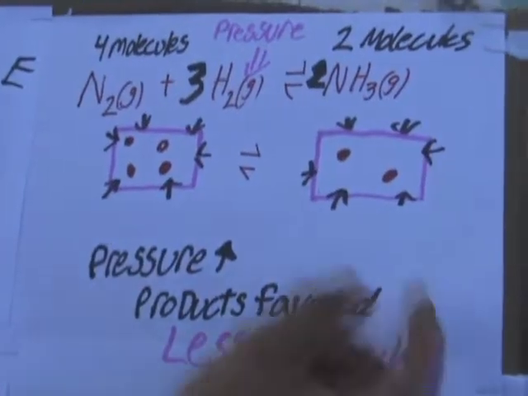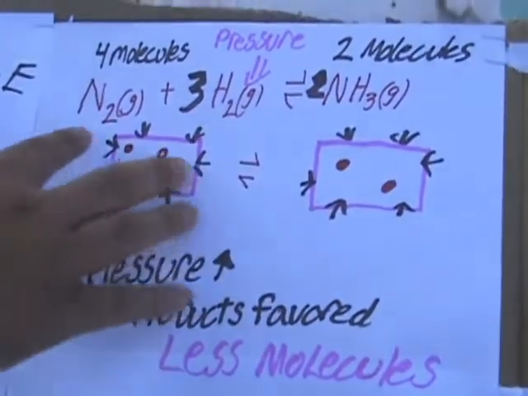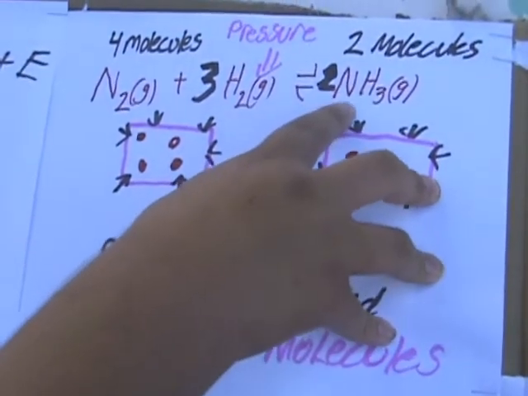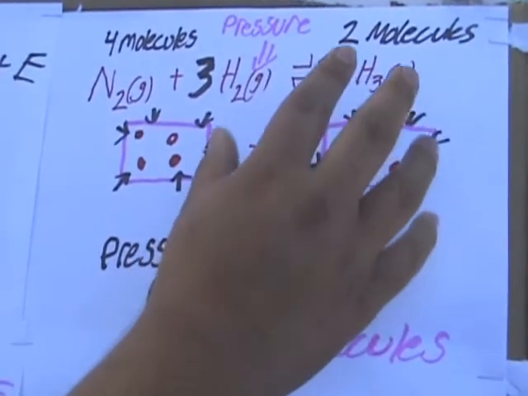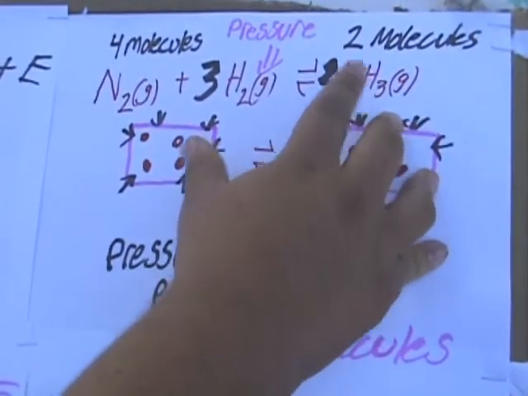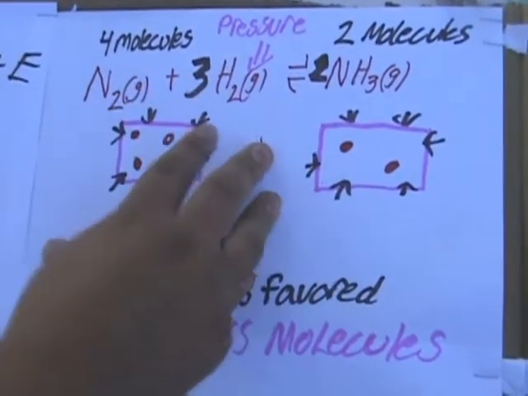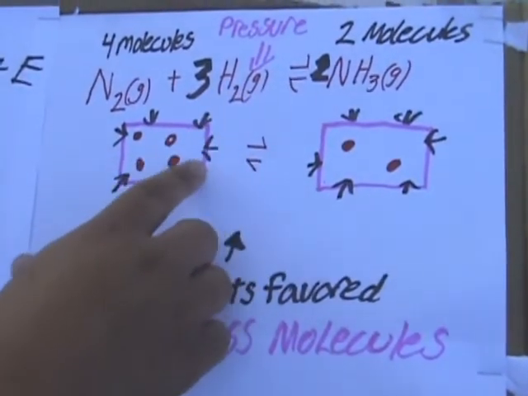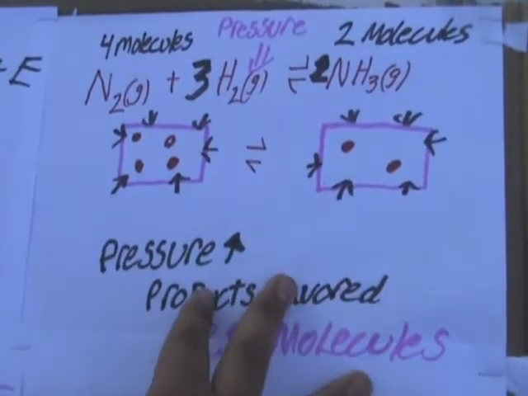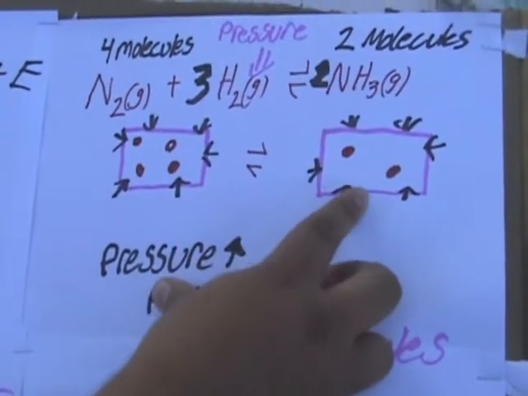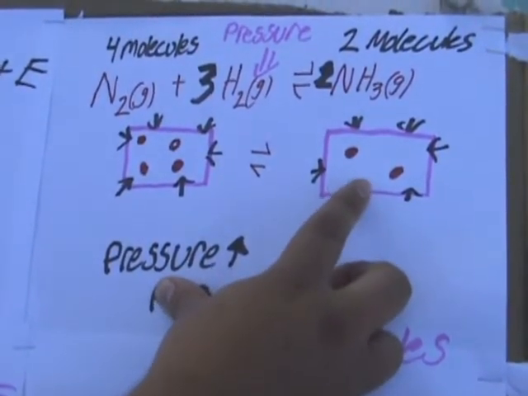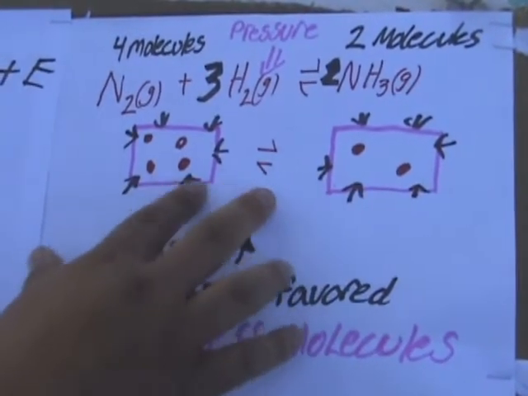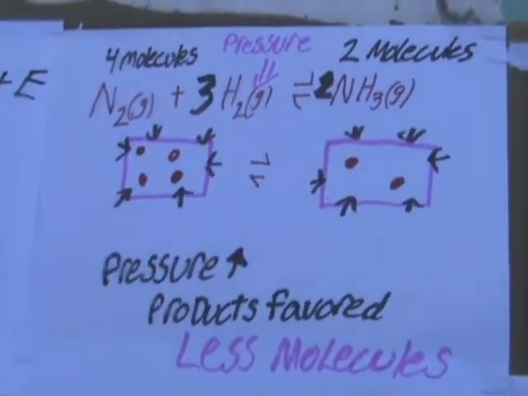In this equation we're talking about pressure, and we have N2 gas plus 3H2 gas at equilibrium with 2NH3 gas. The products have 2 molecules of gas and the reactants have 4 molecules of gas. If you increase pressure, the products are favored because the products have fewer molecules, as you can see in this diagram. They have fewer molecules and can fit more, while the reactants have more molecules and can't fit anymore.